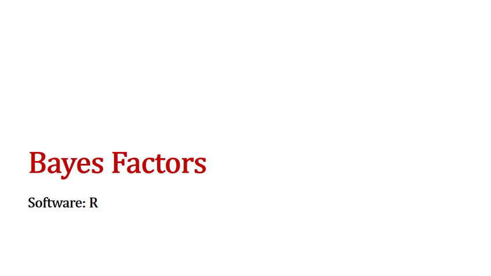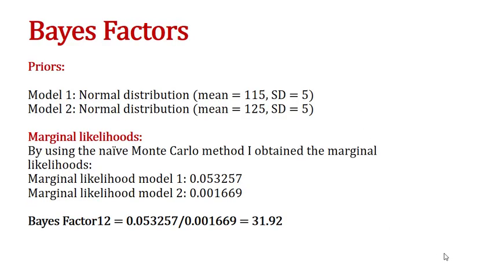Okay, so now the same idea but with Bayes factors. And remember in maximum likelihood we've got one value, where we set the distribution to 115 mean and 15 standard deviation, or 125 and 15.